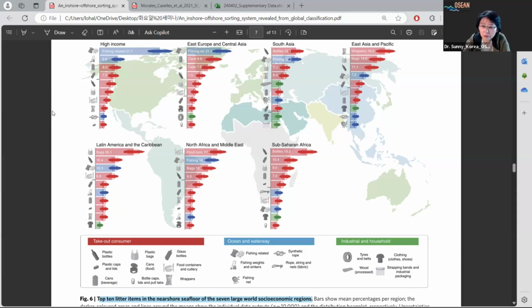In this figure, let's try to find Korea from East Asia and Pacific. Wrappers and bags, and plastic bottles are the most abundant, which is very different from Korea. Korea is a relatively high-income country, and we use maybe 4 times more plastic than Indonesian people per capita. But our system is quite good. So that's why the takeaway consumer items are relatively low. That's what I thought was interesting.